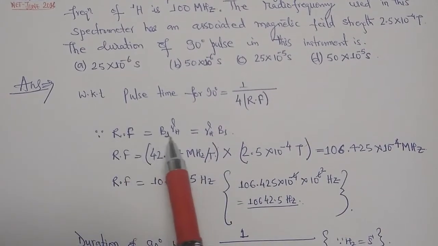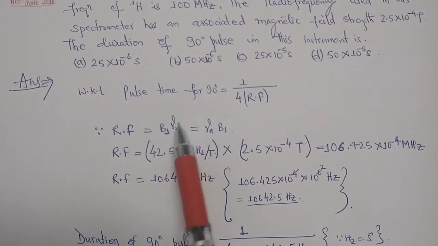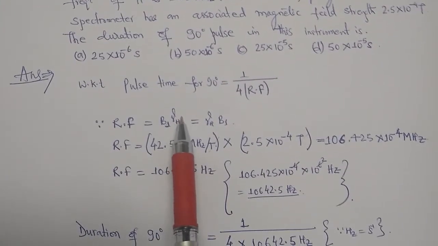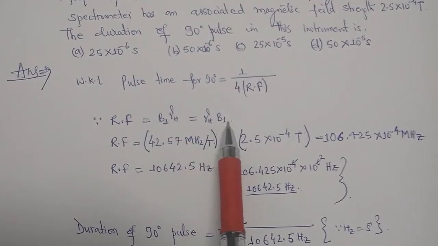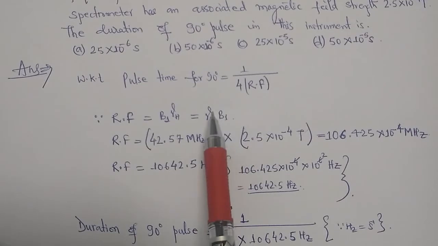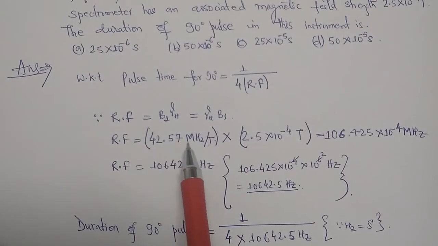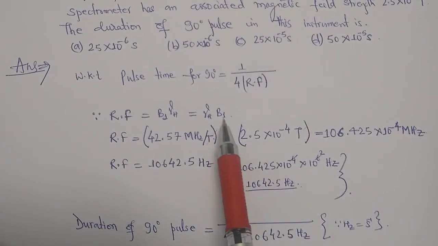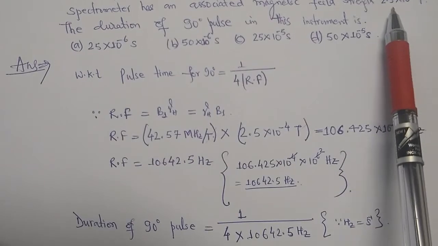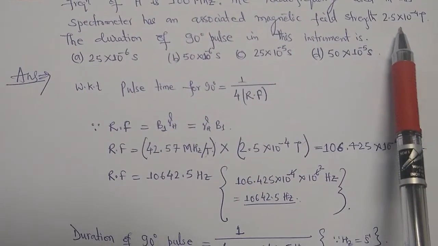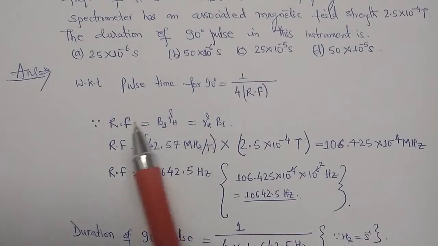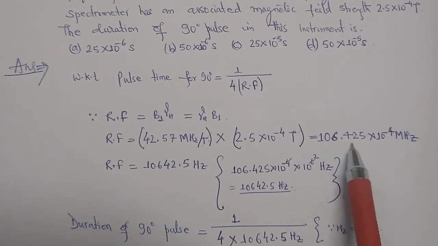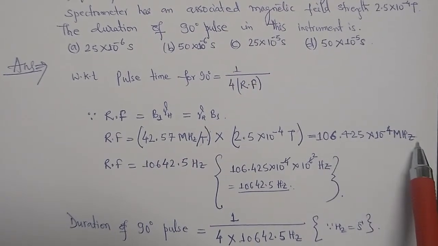Since we know that RF equals B1 into gamma H, the gyromagnetic ratio for the proton, that is 42.57 megahertz per Tesla, we can write this as gamma into B1. Just substituting the values we have, 42.57 megahertz per Tesla into 2.5 into 10 to the power minus 4, that is the value of B1 which is given in the question, 2.5 into 10 to the power minus 4 Tesla. We will get RF equals 106.425 into 10 to the power minus 4 megahertz.